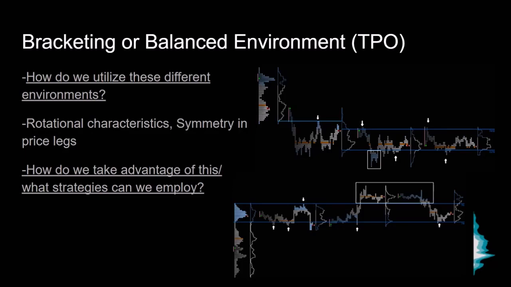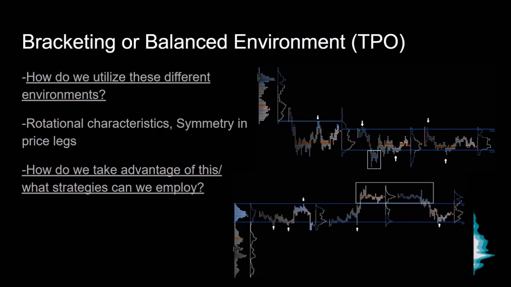So how do we utilize these different trading environments? Once we identify the environment type, which we will cover later on, we can then form a specific rule set around it in order to trade. First, we identify the characteristic. Bracketing and ranging environments tend to be rotational, meaning we get a lot of two-way price action and more symmetry in up and down legs, right? So we've talked about this before.